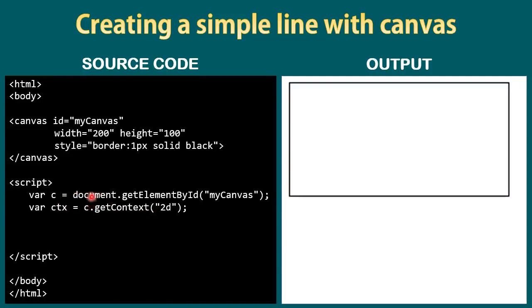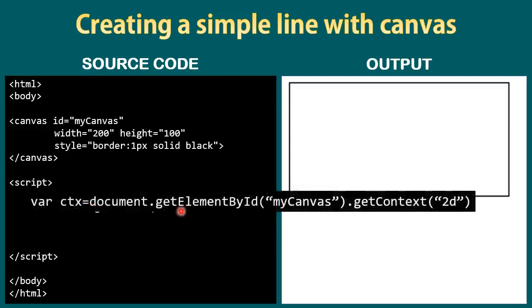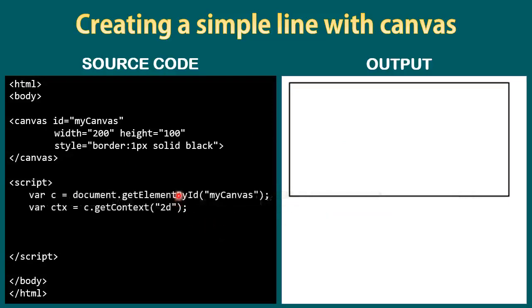These two lines can be combined into a single line like this. That is, getting the element ID as well as getting the context and assigning it to this variable can be written in a single line like this also. But for better understanding, we will have it in two different lines. So after doing this primary work, now we can move to the main task of creating the line.